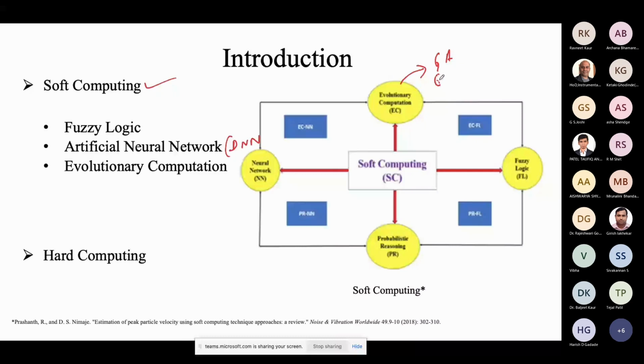evolution, meaning evolution of human beings, right? So GA is totally based on evolution, right? How we have evolved from, I can say, a cell to a human being, right? So the basic one unit of cell, right? So this is an evolution process.